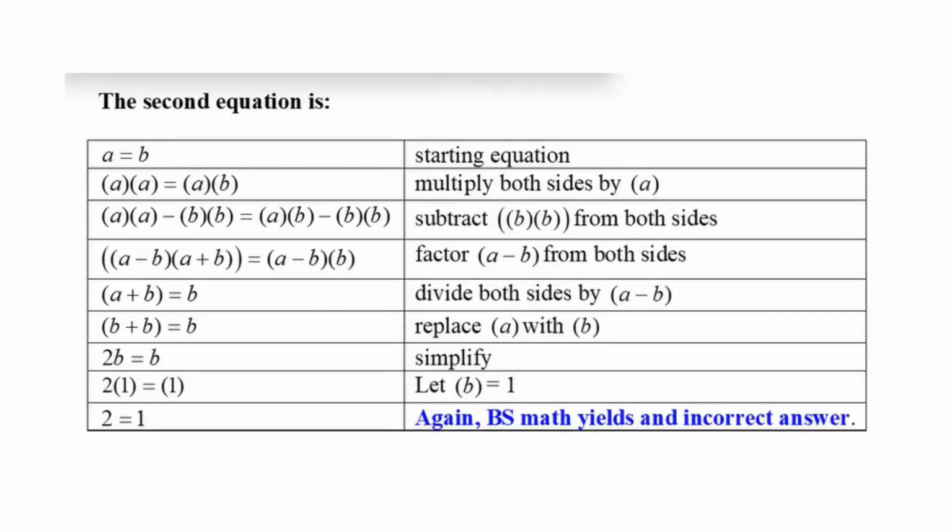The second equation is a equals b. This is the starting equation. Multiply both sides by a. Now subtract bb from both sides. Factor a minus b from both sides. Divide both sides by a minus b. Replace a with b. Simplify to 2b equals b. Let b equals 1, or 2 equals 1. Again, BS math yields an incorrect answer.